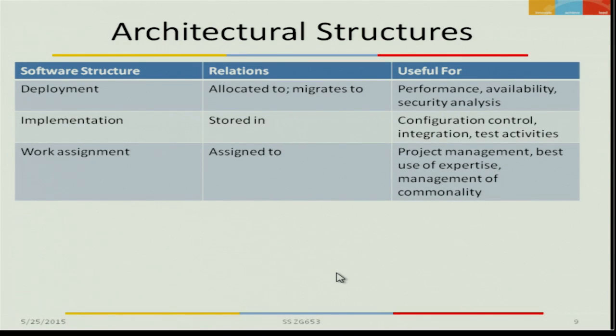So the final one is allocation structure. For that, development is primarily deployment structure, used primarily for performance, availability analysis, security analysis. Implementation is useful for configuration control, integration, testing activities. So these are primarily used for the more downstream development team, configuration management team, testing team. So for that, this implementation is used.